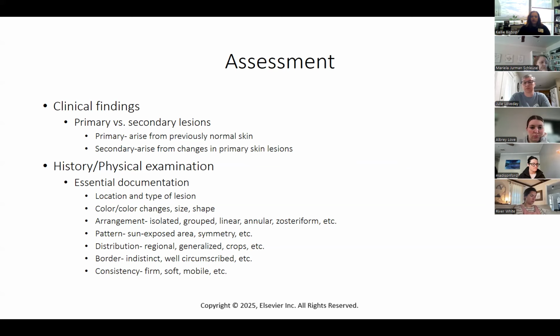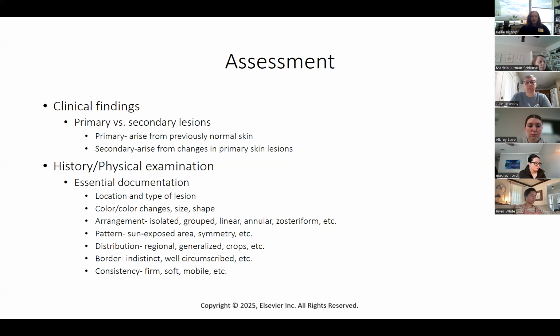When you're documenting skin findings, you want to document the location and type of lesion, color changes, size, shape, and arrangement. I would understand these descriptors, because this is a lot of times how things will be presented. Certain lesions are annular, and you can immediately rule out some others in an exam question if it describes an annular arrangement. Zoster form is almost always going to be shingles. So just understanding what these arrangements look like will help you as well.